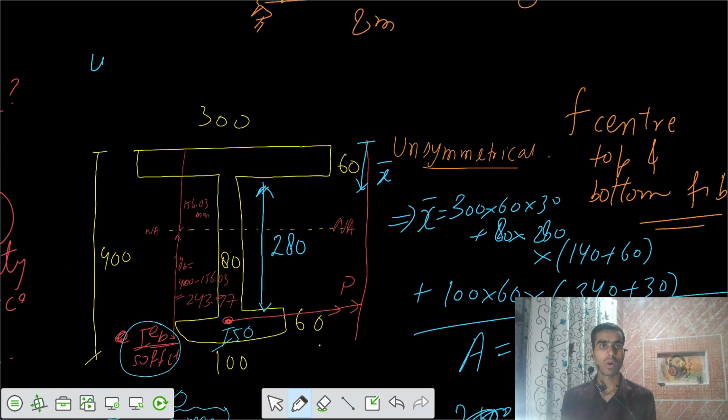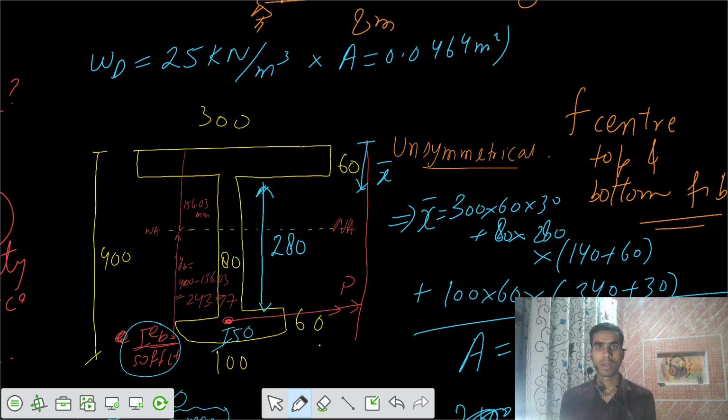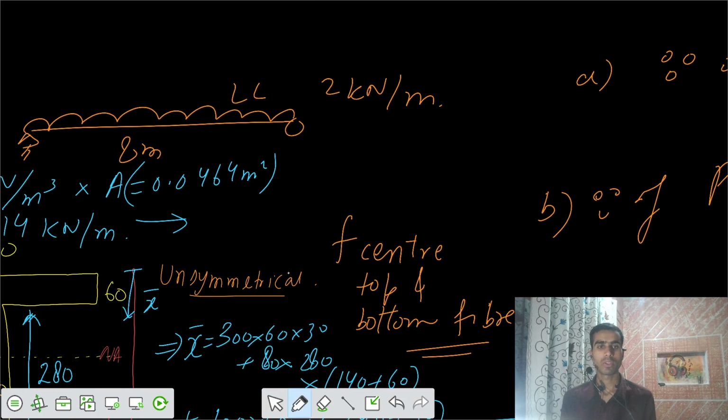Can you tell what is the dead load because of the section having concrete of unit weight 25 kilonewton per meter cube, and we have the area of the cross section as was given to you as 0.0464 meters square. So your gamma WD would be equal to 1.1114 kilonewton per meter. And from that, can you tell me what is the maximum bending moment we can have at the midspan because of the dead load?